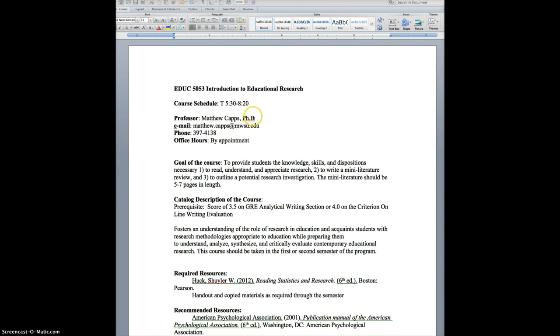This Intro to Research course is an introductory kind of course. The goal of it is to provide new students the knowledge, skills, and dispositions that they need to read and understand and appreciate research, to write a mini lit review, and for some of you who will end up taking applied research to outline a potential research investigation. We try to tie those two things together as much as possible.